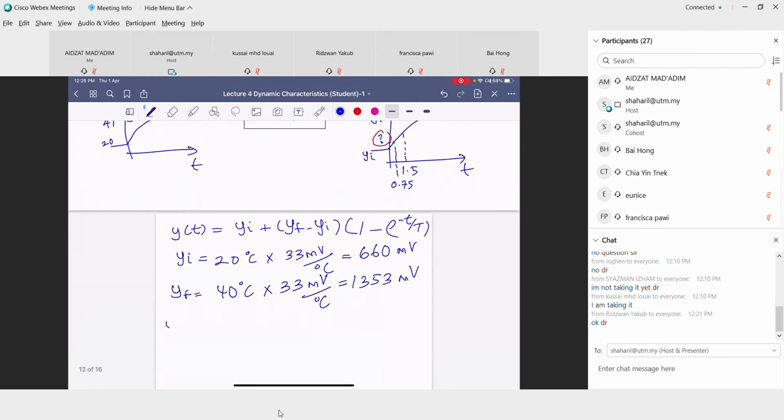Then you can use the equation to find the output at 0.75. So this is 660 plus 1353 minus 660, times 1 minus e to the power of minus 0.75 divided by the time constant 1.5.